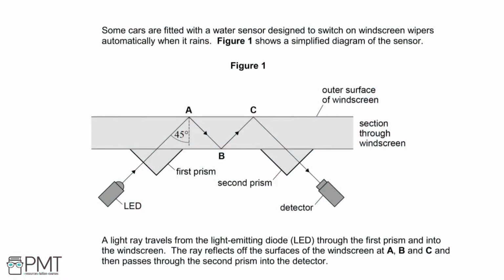Some cars are fitted with a water sensor designed to switch on windscreen wipers automatically when it rains. Figure 1 shows a simplified diagram of the sensor. And then we've got figure 1 here, where you can see there's a panel of glass. There are 2 prisms underneath with LEDs shining through, and then we've got that total internal reflection that's occurring at 45 degrees.